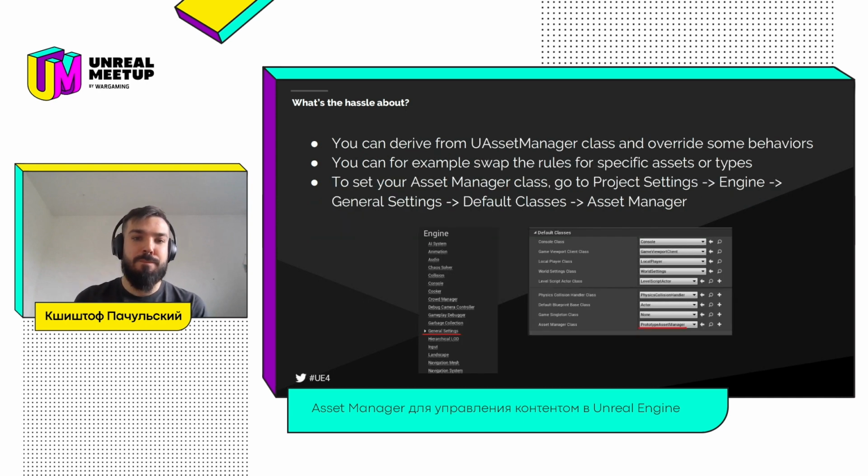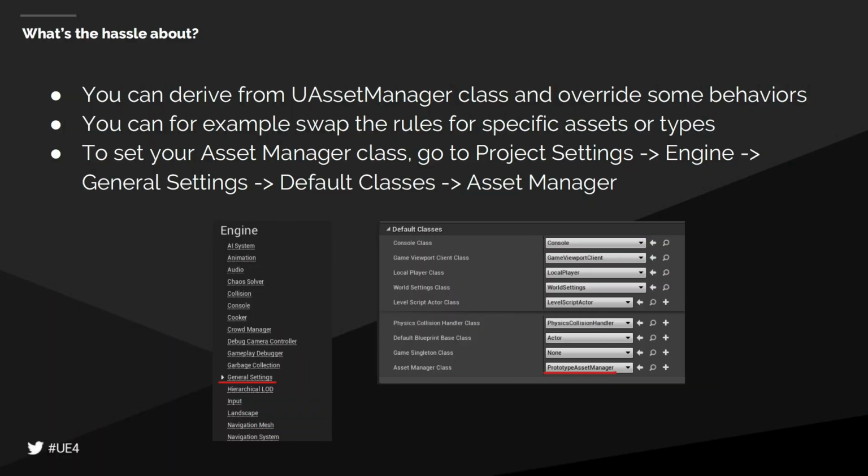Let's continue to the next slide. So you can create your own asset manager, and I would encourage this. You just need to derive from the asset manager class, and it needs to be done in C++. There are tiny little parts of this talk that require C++. This is one of them, but don't worry about it. A lot of things will be covered in blueprints here, but this requires C++. So you derive from your asset manager, and you can, for example, swap some rules for some objects later. You need to change the default class of asset manager in the engine general settings to your own asset manager. Okay. Let's continue to the next slide.